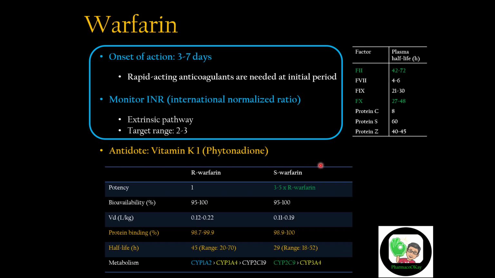Warfarin is a racemic mixture of S isoform and R isoform, but S-warfarin is more potent than R-warfarin. It's about 3 to 5 times more potent than R-warfarin. Both the R and S isoforms have a high percentage of protein binding in the plasma, about 98 to 99%, and both of them have a long half-life. But in terms of metabolism, S-warfarin is mainly metabolized by CYP2C9, whereas R-warfarin requires CYP1A2, CYP3A4, and CYP2C19, and these would affect drug interactions of warfarin.